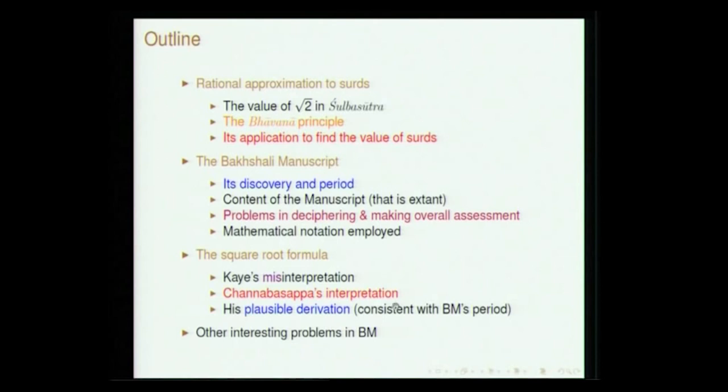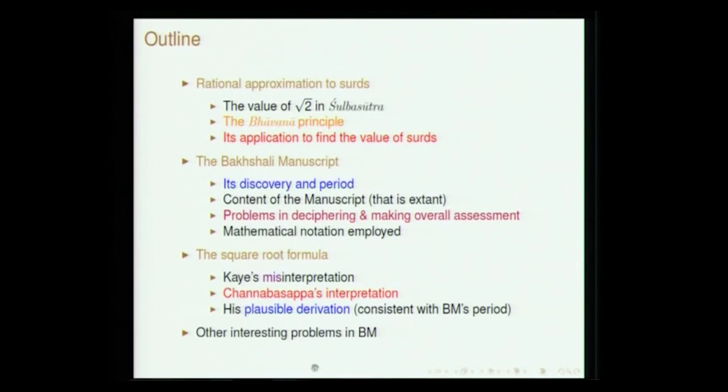And one important result which is found in the Bakhshali manuscript is quite remarkable in terms of the sophistication that it has in obtaining the value of surds. It is a very interesting formula, and this formula has been misrepresented by Kaye, and it has been thoroughly analyzed by Channabasappa in his paper in 1975. In fact, Channabasappa has written some 3-4 articles, primarily on the Bakhshali manuscript.